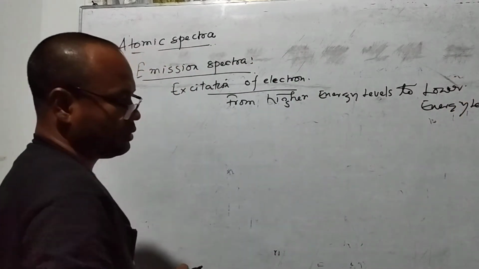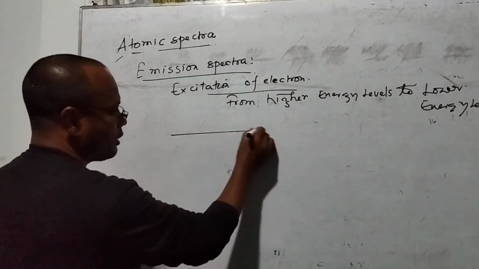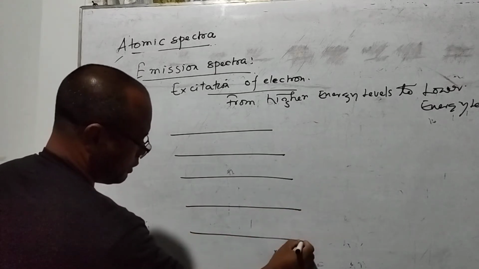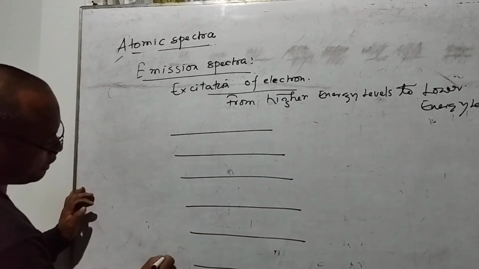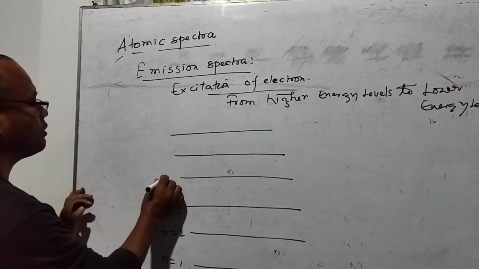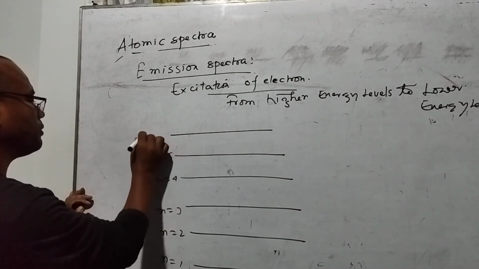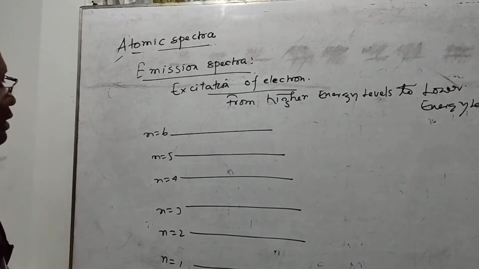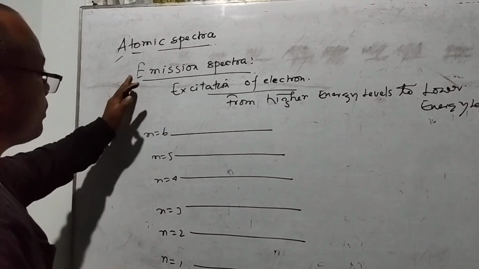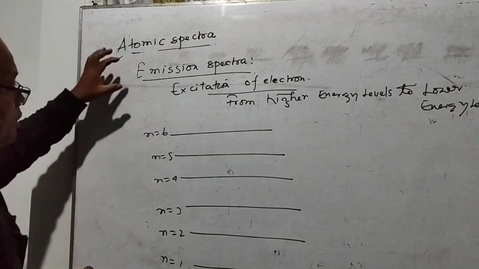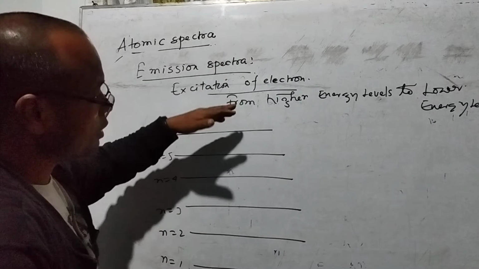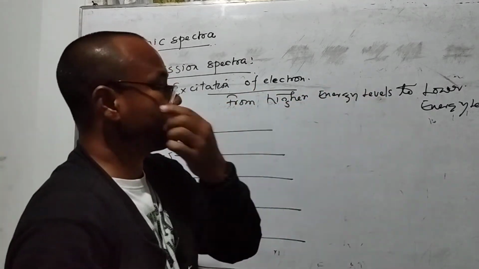So now here, I just saw the same diagram which I drew in the case of our absorption spectra. Now here n is equal to 1, n is equal to 2, n is equal to 3, n is equal to 4, n is equal to 5, or here it can be n is equal to 6. Now the difference from our absorption spectra is that in our emission spectra, the excitation of the electron means electron jumps from the higher energy level to the lower energy level.